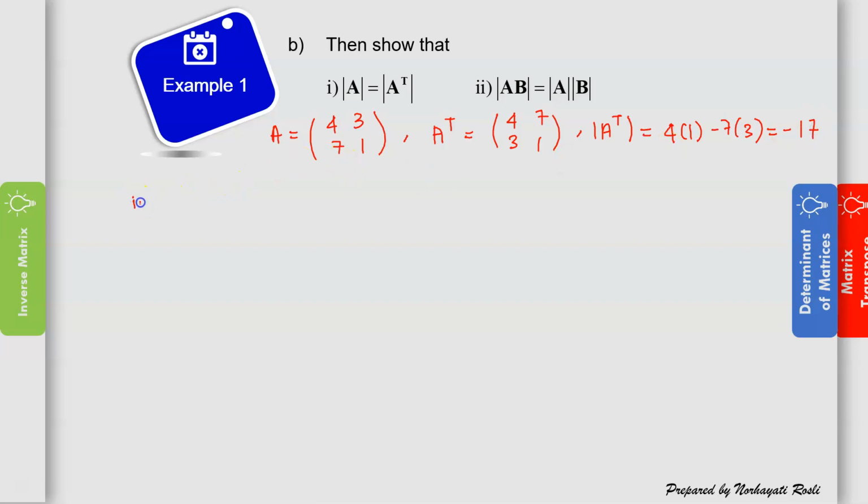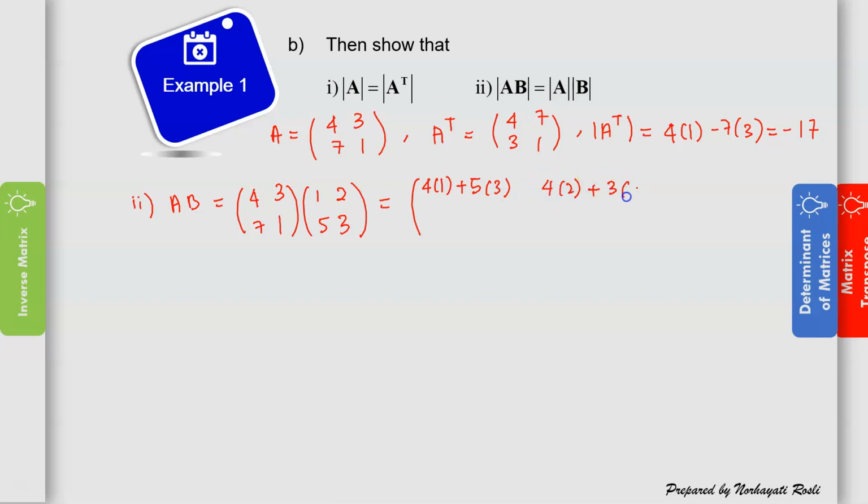And then for number 2, for this case, we need to multiply A and B first. Our A multiplied with B is given by 4, 3, 7, 1 times 1, 2, 5, 3. When we multiply these two matrices, we have 4 times 1 plus 5 times 3. And then for the next element, 4 times 2 plus 3 times 3.